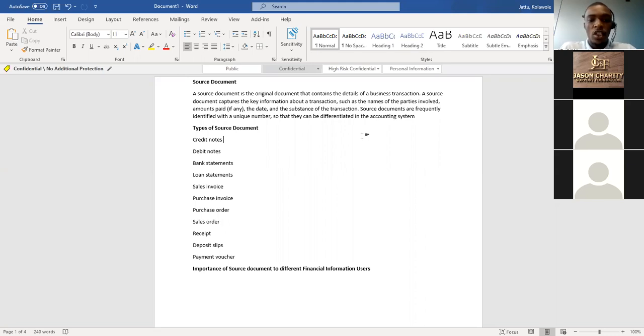As I've earlier explained, for you to know the importance of each of these source documents, you need to know the different users of financial information that we have. For an auditor, when an auditor is meant to review the financial statement of an entity, then give a professional opinion on whether it shows a true and fair view, the auditor during its audit process will request all of these source documents in order to vouch each of those transactions on the face of different ledger accounts.